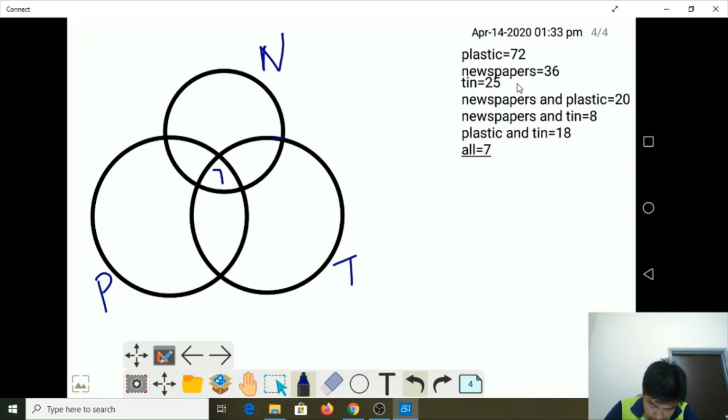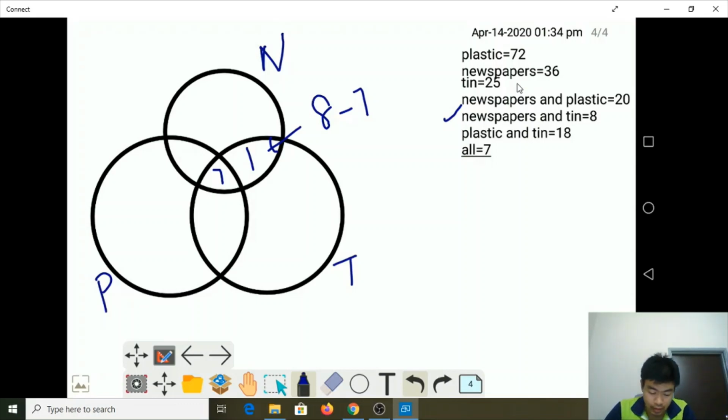So now, how many pupils collected newspapers and tin only? Okay, I want to fill in this part here. Newspapers and tin only. The information that I have is 8. But you cannot straight away put the 8 over here. Wrong. Because there is no word only, right? So what is the answer? This part should be 8 minus 7. See that? So this is 1.